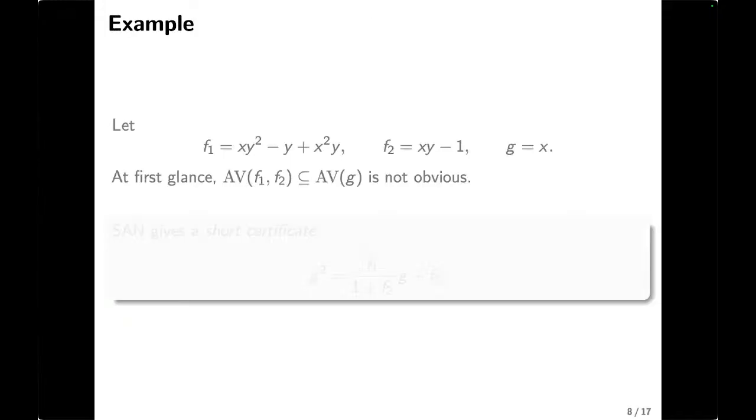Okay, and so for instance, this can be a useful criterion. If we have these polynomials, at first it is not obvious whether the approximative vanishing set of g contains the approximative vanishing sets of f1 and f2. However, the strong approximative Nullstellensatz gives a short certificate, because we can write g squared in this form.